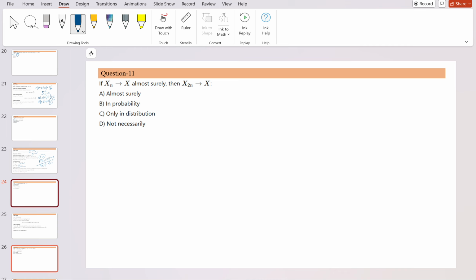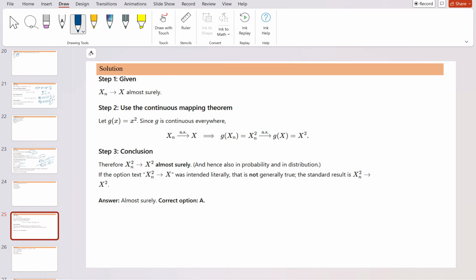Okay, let me give the solution for this. It is given that Xn is tending to X almost surely, so X of 2n is tending to X. When you say that Xn is tending to X almost surely, using the continuous mapping theorem, let g(x) be equal to x square.